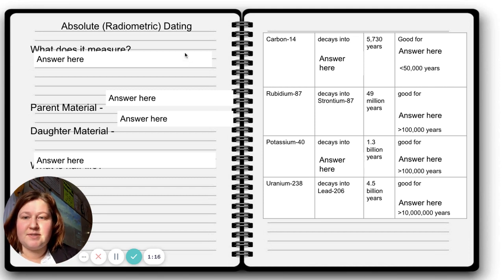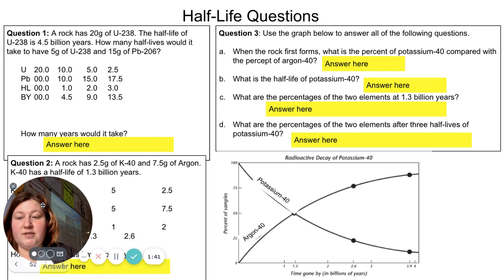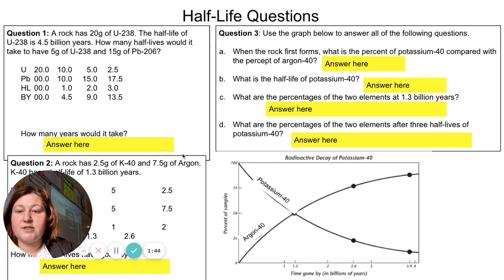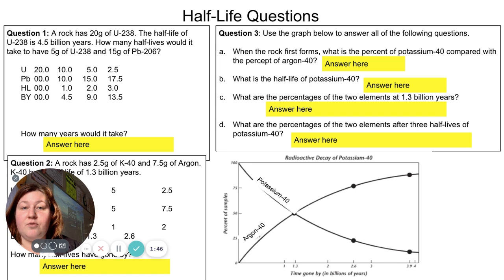I'm sorry, my PowerPoint messed up those text boxes, but you will be answering the question, what does absolute dating measure? What is parent material and daughter material? And then on this side, we'll be talking about what all these different elements can decay into, which shows us about half-life, and half-life is a huge part of absolute dating. Then when we're done with the notes, you are going to be doing some questions. These questions are about half-life and will give you an example of different elements and what they decay into, and we'll be asking you some questions about that.